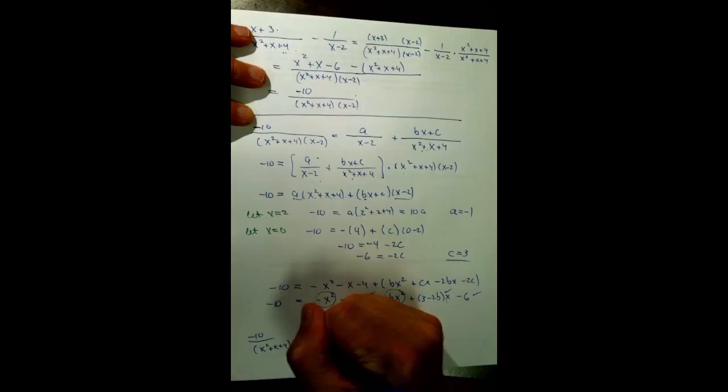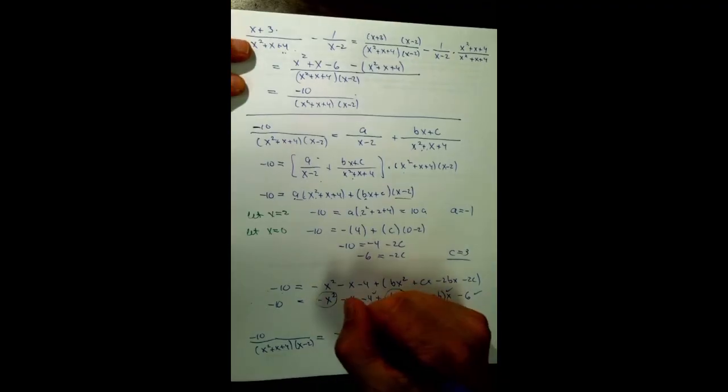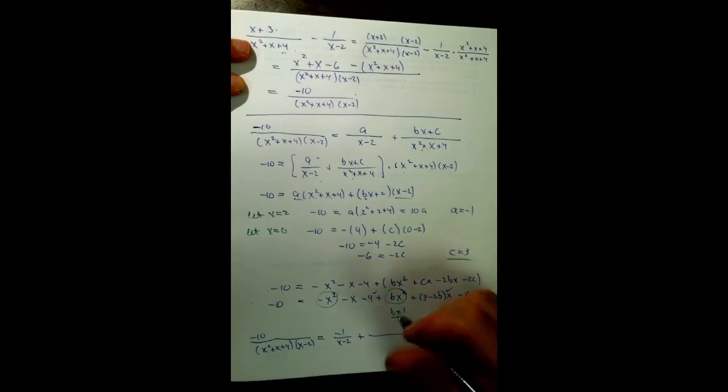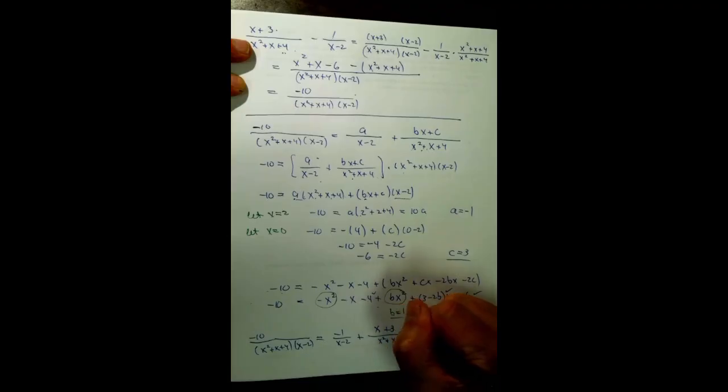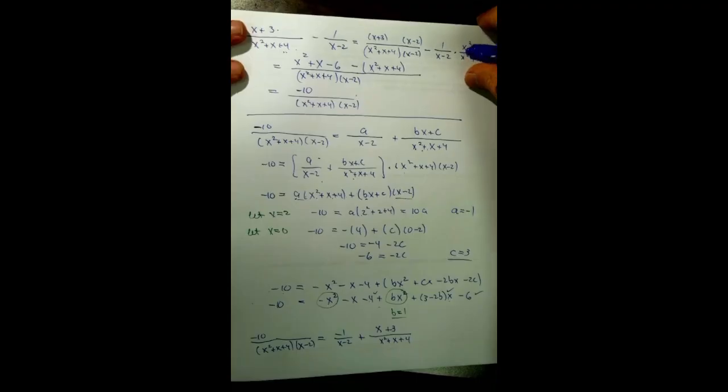So all of this means that my original expression, minus 10 over x squared plus x plus 4 times x minus 2, is equal to a, which is minus 1 over x minus 2, plus bx plus c, so that's x plus 3 over x squared plus x plus 4. And again, in some circumstances, this thing on the left is really hard to work with, but the thing on the right is still going to be hard to work with, but it'll be easier to work with.